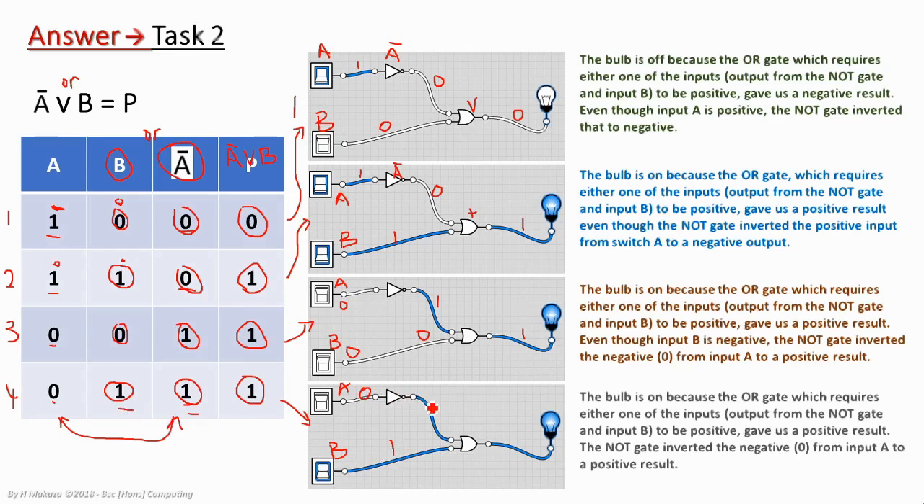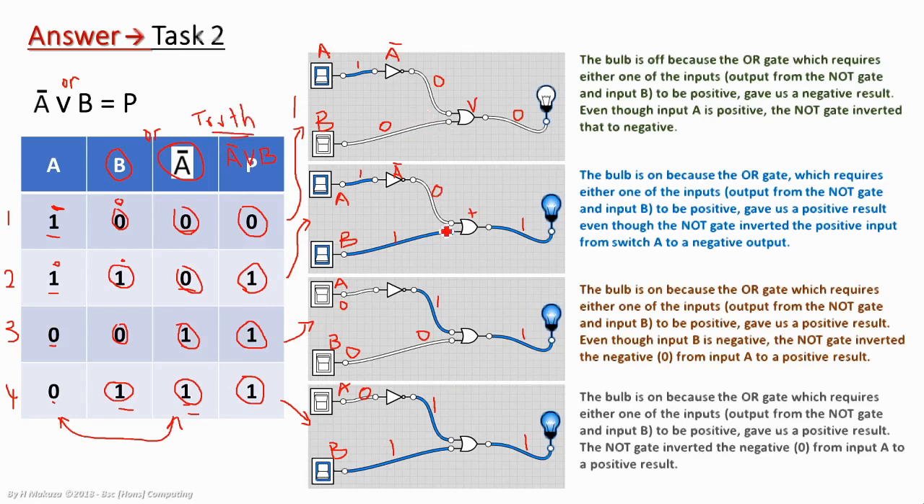A being a 0, switch B giving us a 1 here. Okay, the NOT gate is going to invert this 0 to a 1. So the OR gate expects one of them to be on. They're both on, which is fair enough. The OR gate therefore going to output a 1. All right, so that's our truth table. And those are the diagrams you see there.